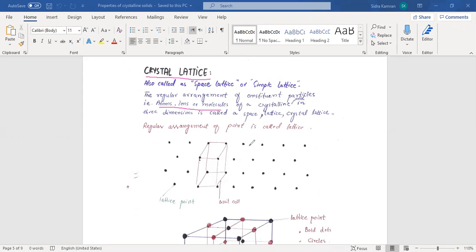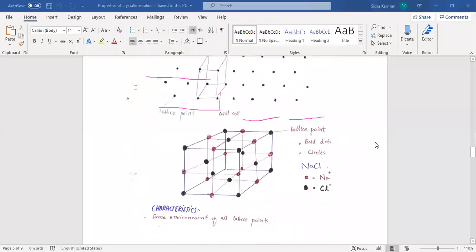So the regular arrangement of constituent particles of a crystalline solid in three dimensions is basically called a space lattice or crystal lattice. If in the exam the question comes as what is space lattice, do not be confused with this term. Space lattice is another name for crystal lattice. So the regularly arranged atoms, ions, molecules in a three-dimensional crystalline solid is called a crystal lattice. Here you can see this structure of NaCl, which is basically the crystal lattice.